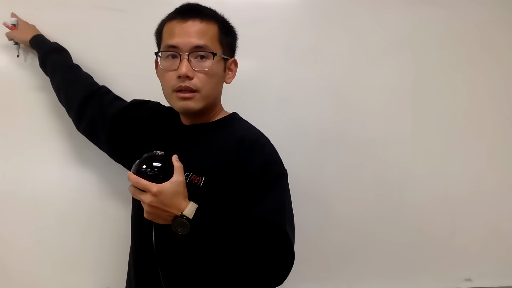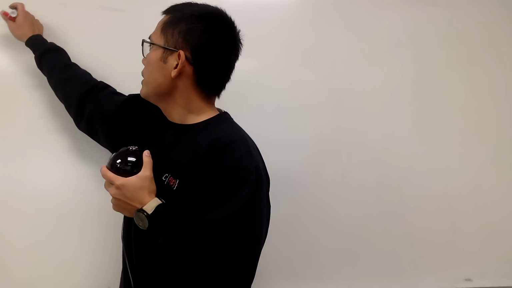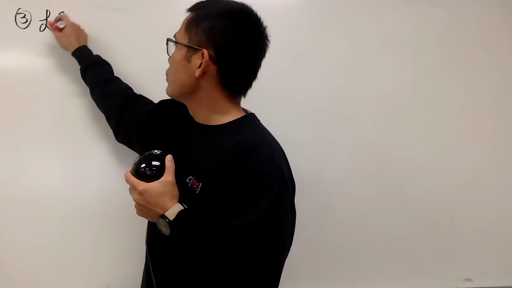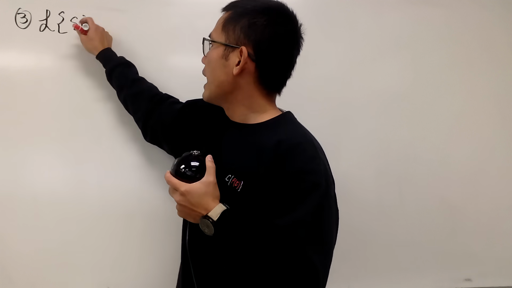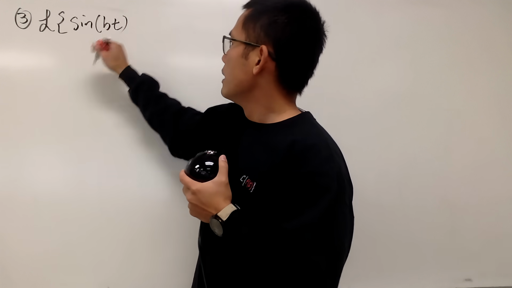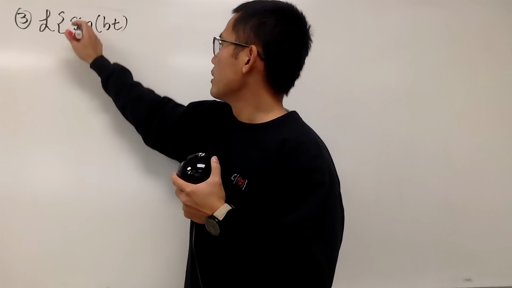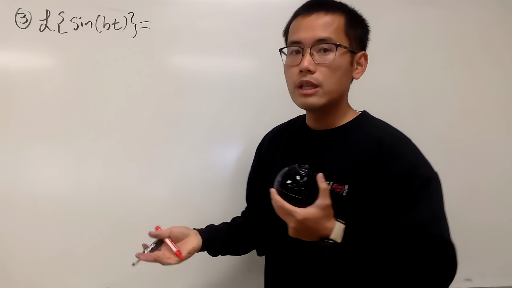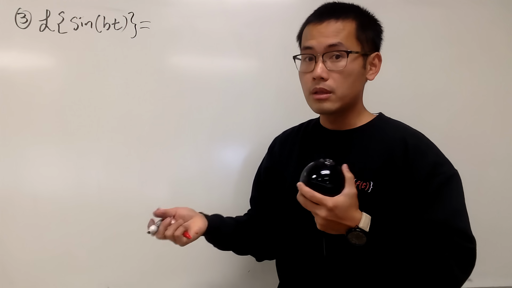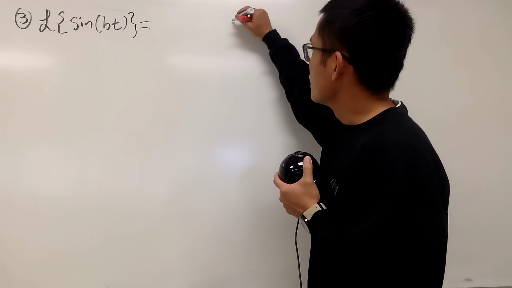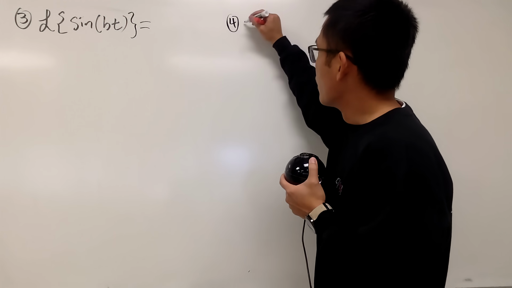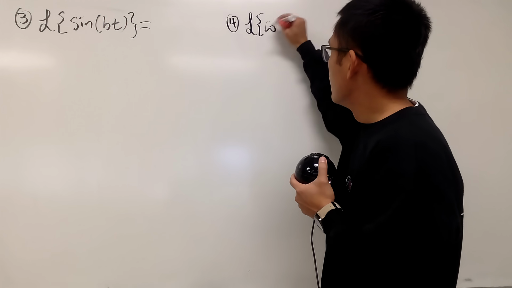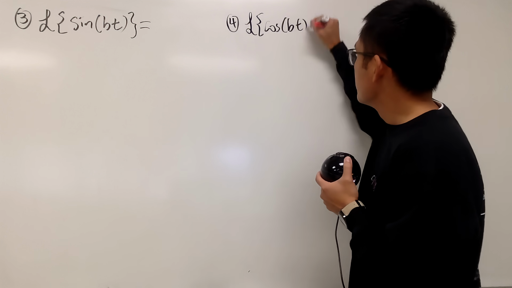All right, so here we go. This is question number 3. I just want to make sure that I'm still recording. So right here, question 3, we want to have the Laplace transform of sine bt. And b is just a number, of course. So we need to know what this is. And of course, when we have sine, let's also talk about the cosine as well. So I'll put down number 4 right here. Number 4, Laplace transform of cosine of bt.